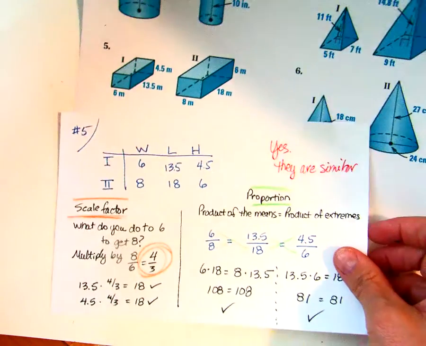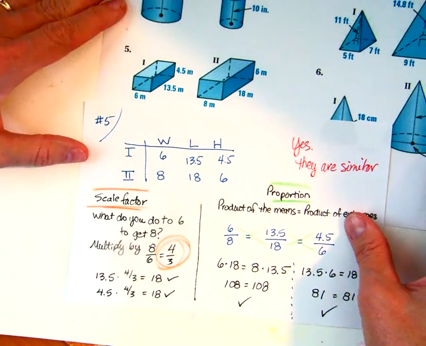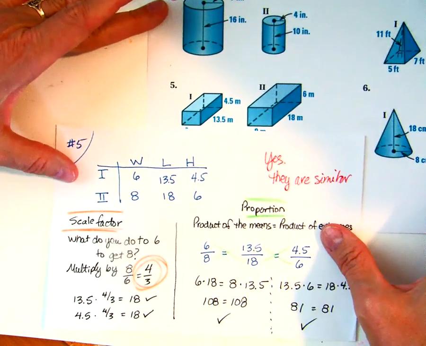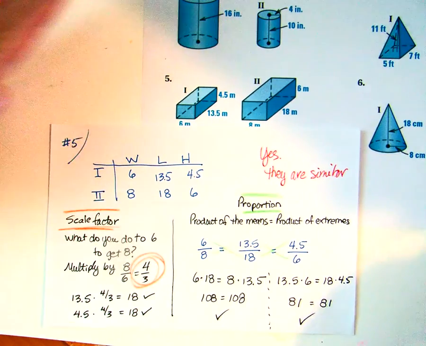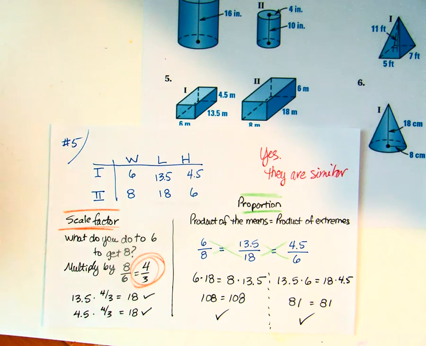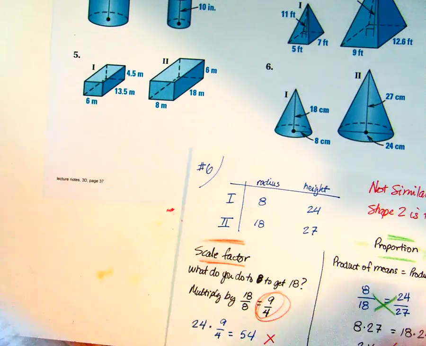Okay, here are the two rectangular prisms, the two boxes, and how I worked it out. They do turn out to be similar. And here are the two cones.